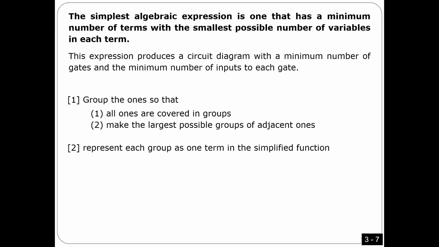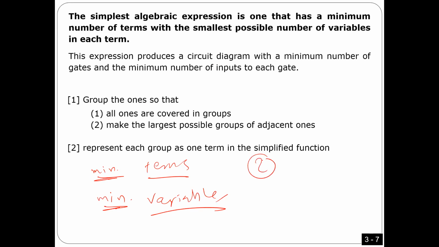Most simplified means two things. Listen to me. Number one, you should get the minimum number of terms. So if I simplify and I get 2 terms, and you simplify and get 3 terms, mine is more simplified than yours. You got what I'm saying? Number two, you also need to minimize the number of variables. So someone can get two terms, and the other one also gets 2 terms.